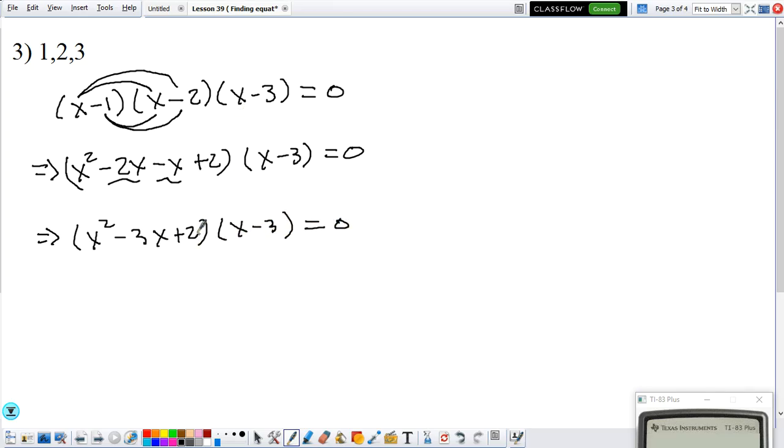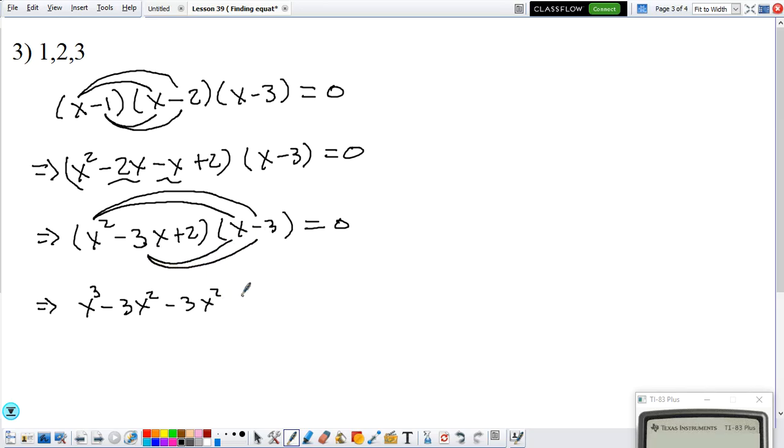Okay, so now this is what we have, and we've got to multiply this now. We do the same order. x squared times x, that's going to give me x cubed. x squared times negative 3, that's going to give me negative 3x squared. Done distributing the x squared, so now I need to distribute the negative 3x. Negative 3x times x, that's negative 3x squared. Negative 3x times negative 3, that's positive 9x.